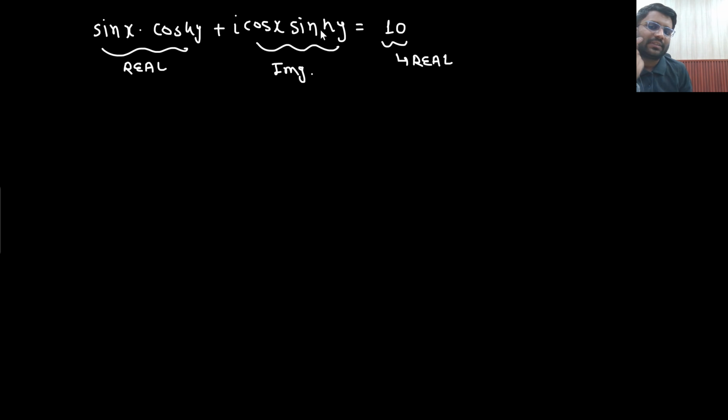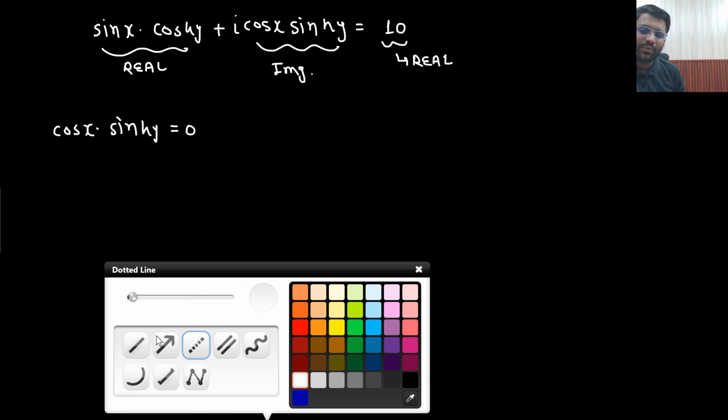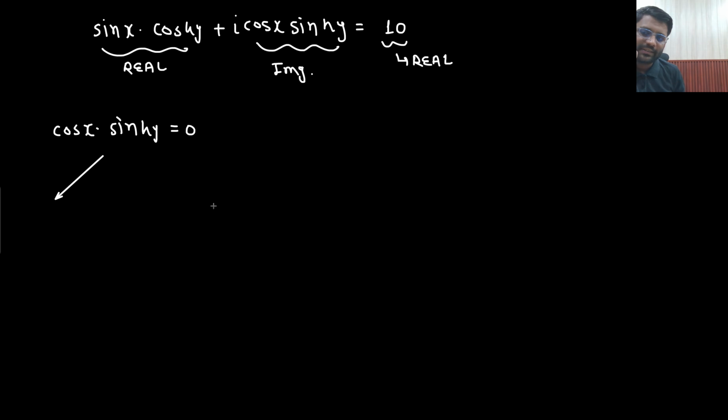That means cos x plus sin hyperbolic y has to be 0. Cos x multiplied with sin hyperbolic y has to be equal to 0. So from here you can conclude two things: either cos x has to be 0 or sin hyperbolic y has to be 0, or both can be 0 as well.